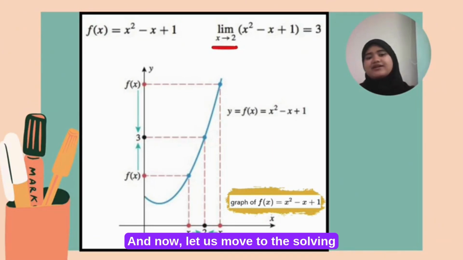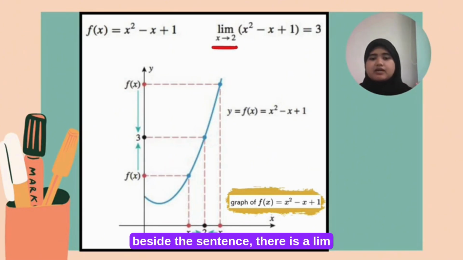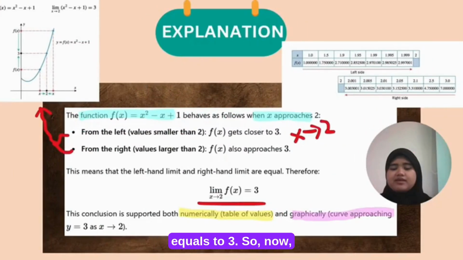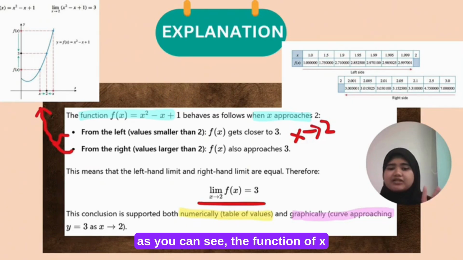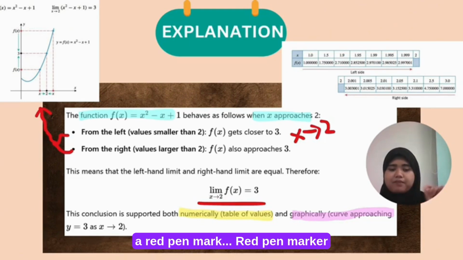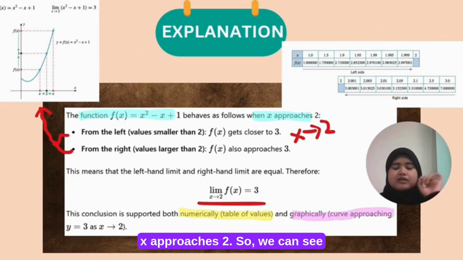And now let's move to the problem given in the picture. You can see f(x) equals x squared minus x plus 1, and beside the sentence there's the limit as x approaches 2 of x squared minus x plus 1 equals 3. The function f(x) equals x squared minus x plus 1 behaves as follows when x approaches 2. You can see a red pen marker that says x arrow 2, which means x approaches 2.